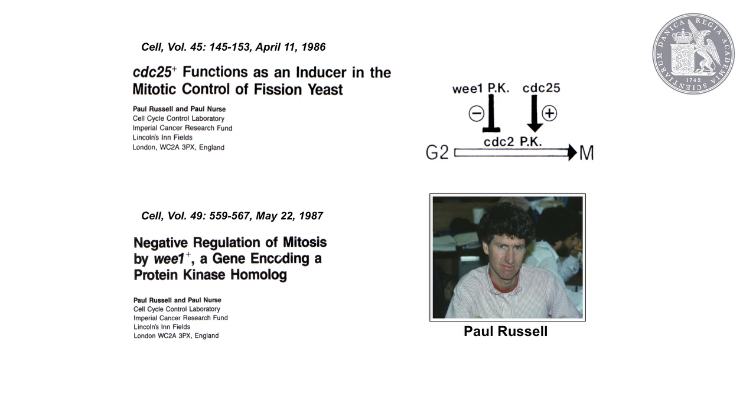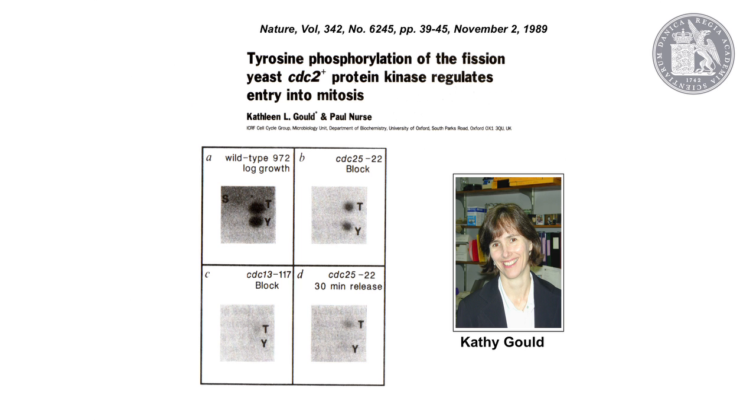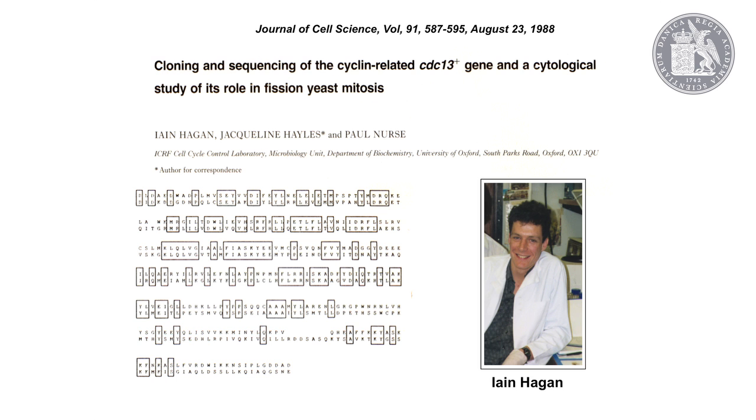And that was confirmed by Kathy Gould, who came to my lab, now also working in America, and she identified an amino acid residue in the CDC2 protein, phosphotyrosine, that becomes phosphorylated in this control. So the whole thing was a very simple switch. And the final piece of molecular stuff was that another graduate student in my lab, this time Ian Hagan, showed that a protein that touched CDC2, one that we called CDC13, looked like a molecule that had been found in sea urchin eggs called cyclin. And this was a protein that had been linked with the cell cycle.